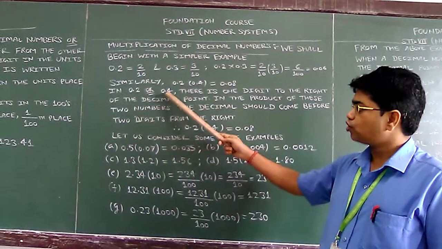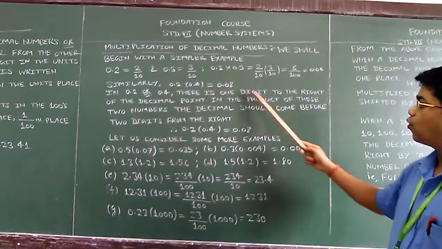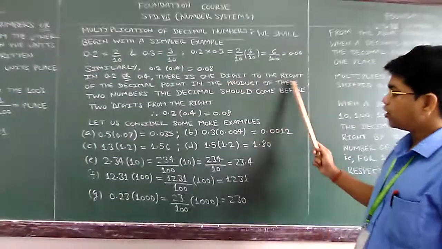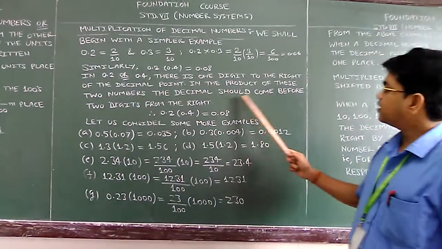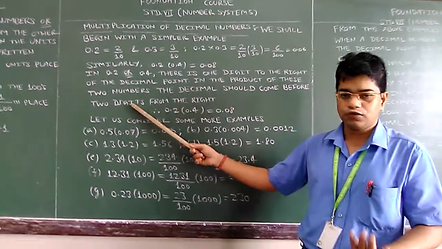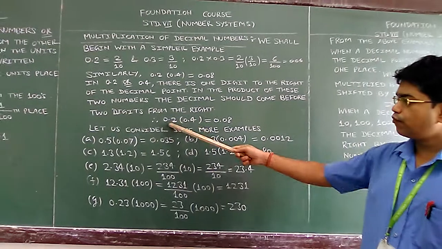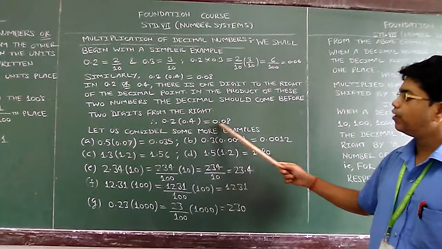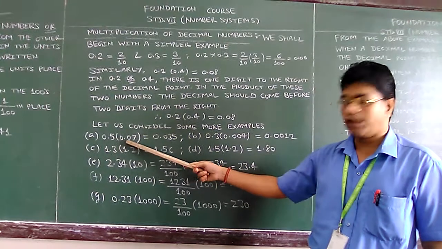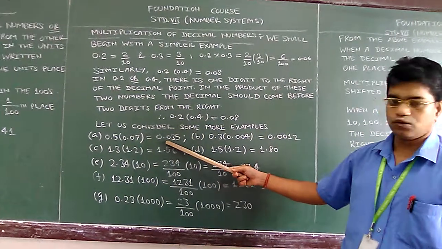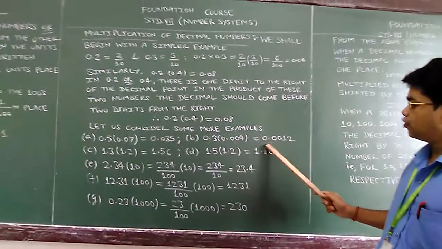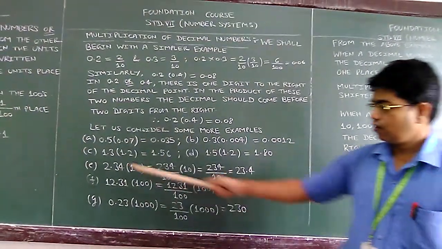In 0.2 or 0.4, there is one digit to the right of the decimal point. In the product of these two numbers, the decimal should come before 2 digits from the right. This is the rule you remember. Hence, 0.2 into 0.4 is 0.08. Similarly, see these examples. 0.5 into 0.07 is 0.035. 0.3 into 0.004 is 0.0012.